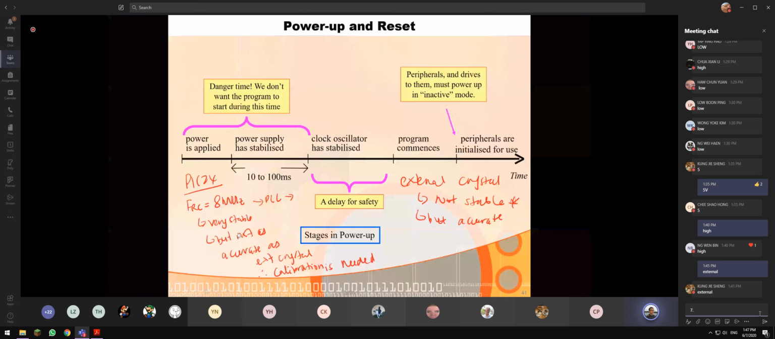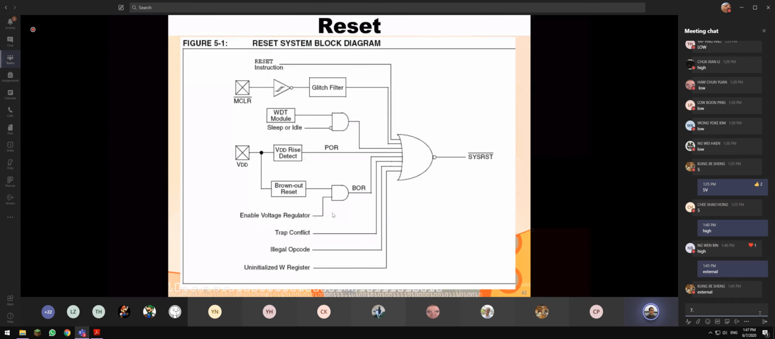We'll look into a lot of features later. So, reset button. What will cause the system to be reset? You can call the reset instruction. Reset yourself.